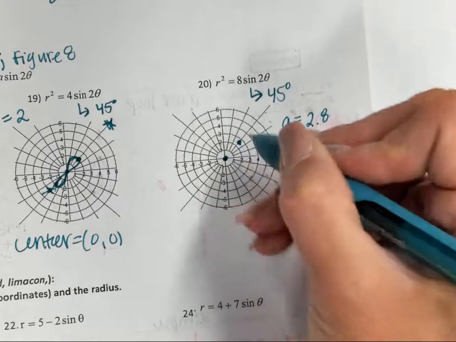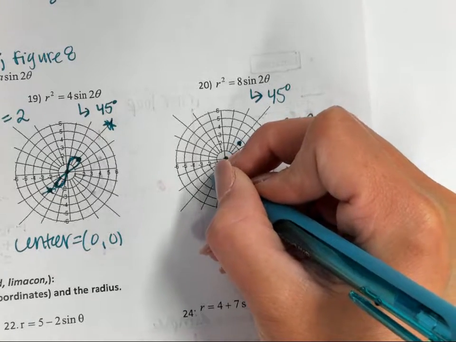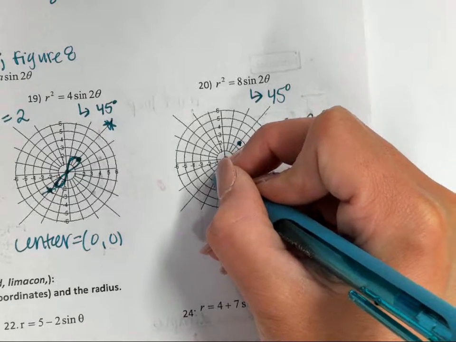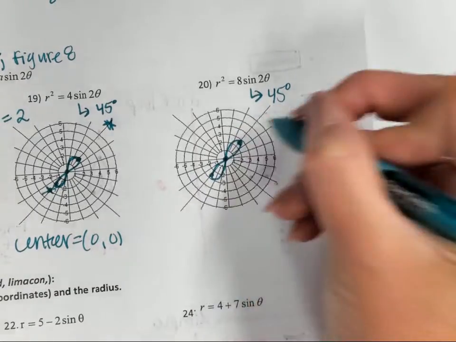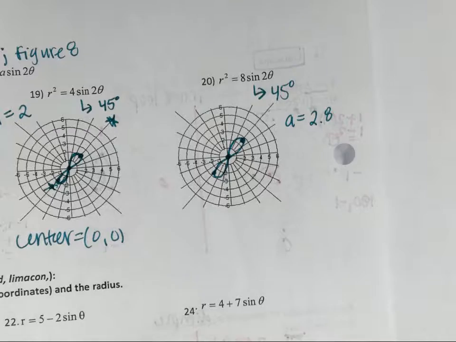1, 2, which would be here. Same thing on the other side. 1, 2, 1, 2, 3. And then just draw your bow tie. Any questions about lemniscate? Pretty easy.